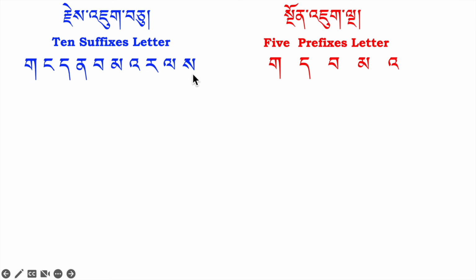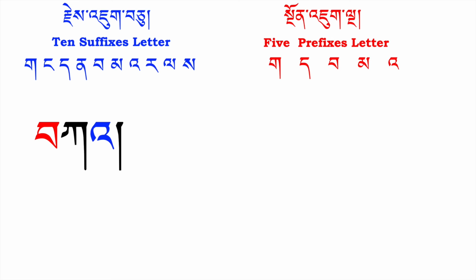So these ten suffix letters we already learned examples of, and here ngunjuk, the five prefix letters: ga, da, ba, ma, 'a. We have already learned ga and da, and today we are going to learn examples of ba, ma, and 'a. Okay, so here you can see ka is the root letter, ba is the prefix, and 'a is the jinjuk suffix. This is very important for us to remember.